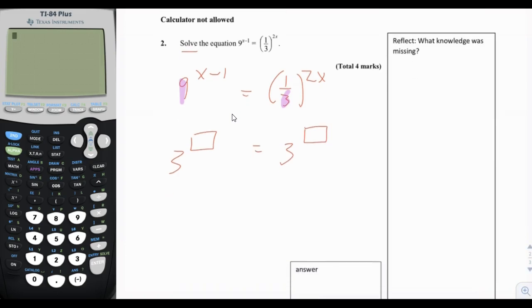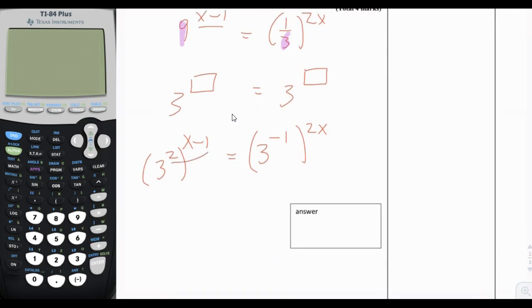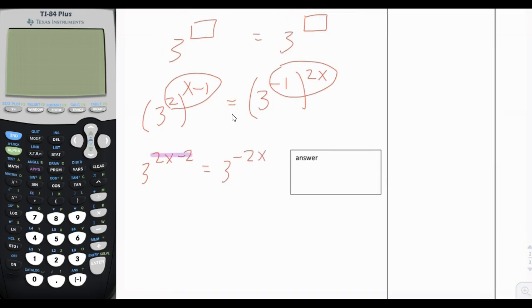Okay, so for example, 9 to the x minus 1. If we were to write that as an exponent of 3, we could write 3 squared, which is 9, to the x minus 1. What about 1/3? How do we write 1/3 as an exponent of 3? We could put 3 to the negative 1, right, to the 2x. Now remember that we can combine exponents here by multiplying them together. So 3 to the 2x minus 2 equals 3 to the negative 2x. Now we're going to equate the exponents. We're going to equate that with that. They have to be equal in order to solve this.